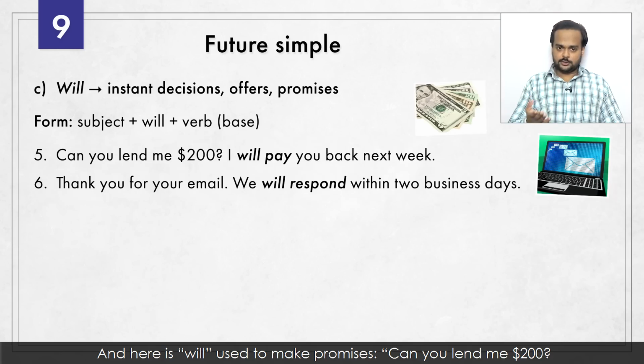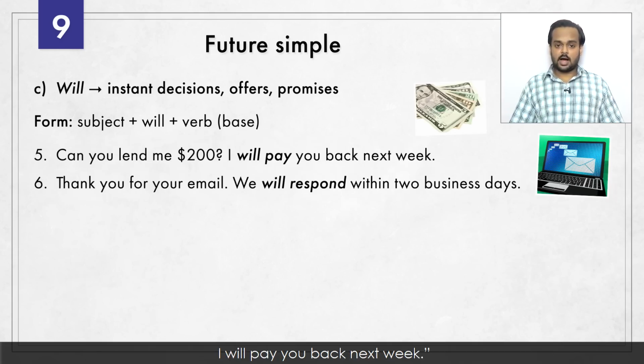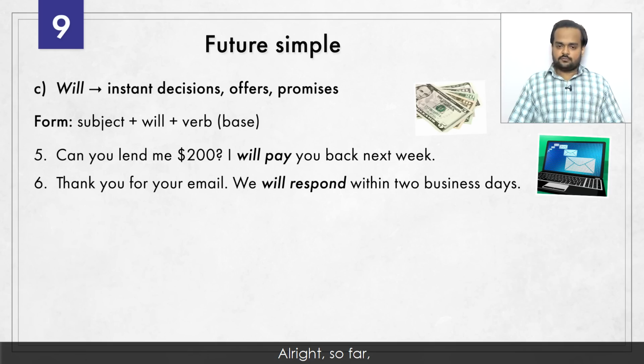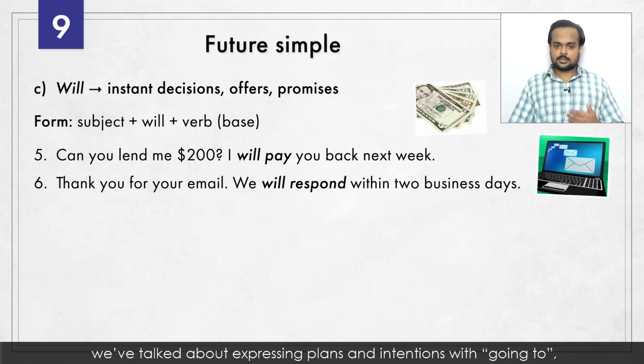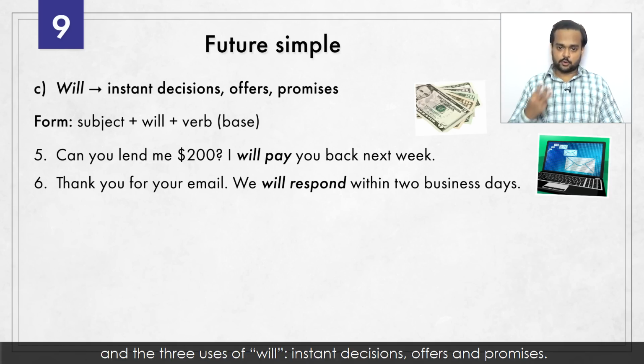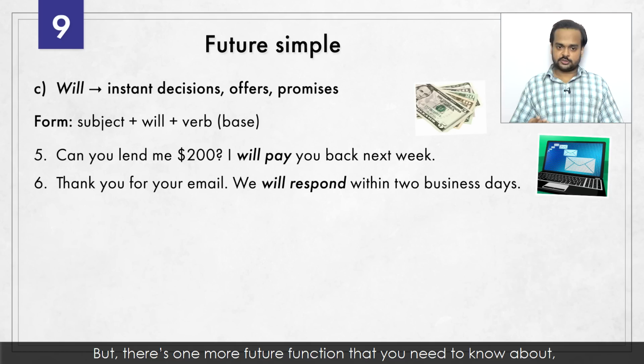And here is will used to make promises. "Can you lend me $200? I will pay you back next week." "Thank you for your email. We will respond within 2 business days." All right, so far we've talked about expressing plans and intentions with going to, fixed arrangements with the present continuous, and the three uses of will: instant decisions, offers, and promises.